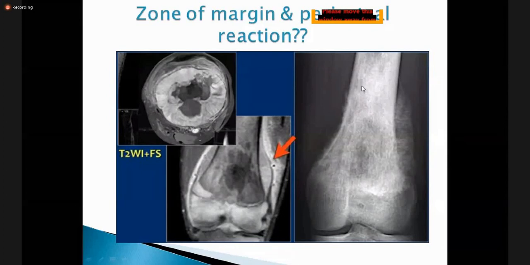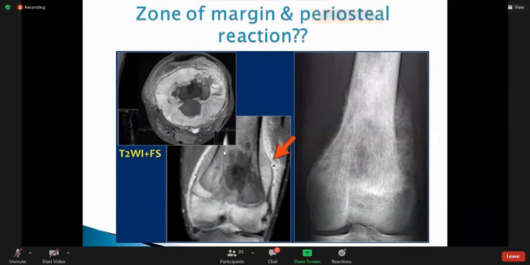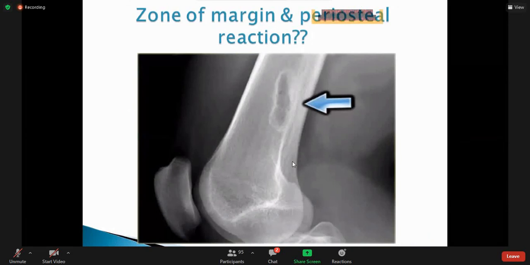This is an aggressive lesion with a wide zone of transition, sunburst periosteal reaction, and there is a Codman triangle. This is the X-ray. These are the MRI images. So there is a wide zone of transition and an aggressive type of periosteal reaction.